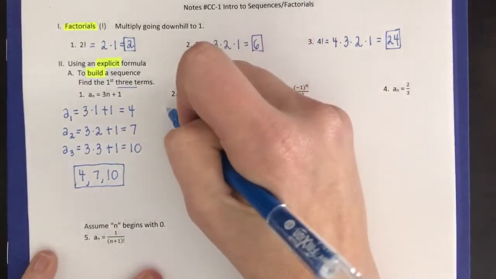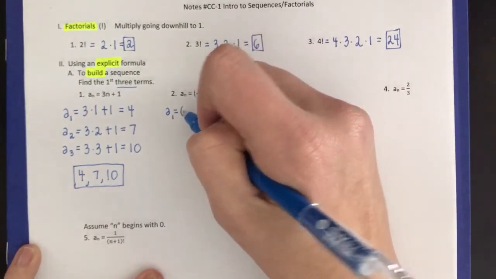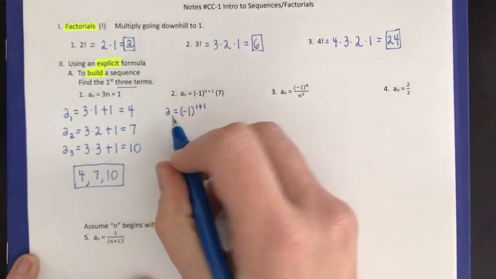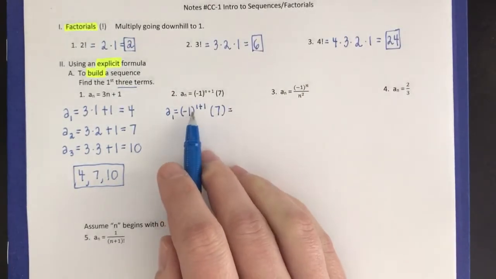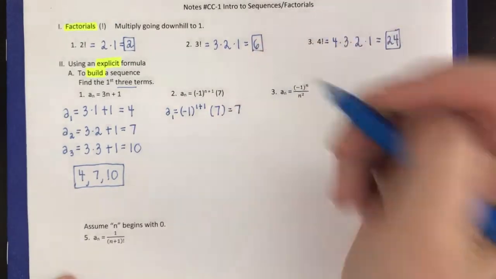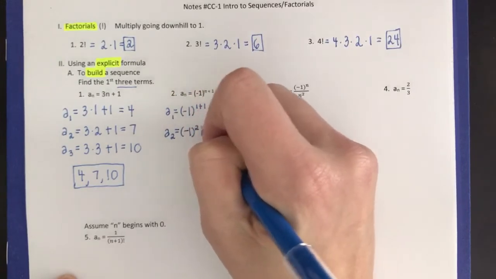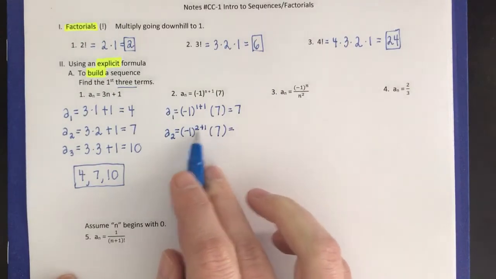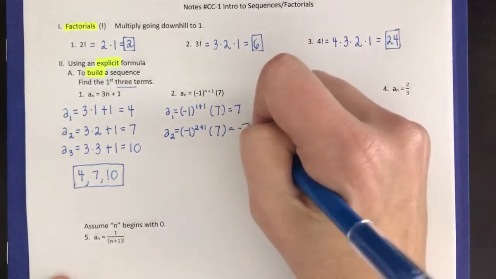All right, so number 2, a sub 1 is equal to negative 1 raised to the 1 plus 1, remember n is 1, times 7. So this is like negative 1 to the second, which would make that negative a positive, so it would just be 7. So then a sub 2 would look like negative 1 to the 2 plus 1 times 7. So of course that's going to make an odd exponent. When I raise a negative 1 to an odd exponent, it would remain negative, so this would make negative 7.